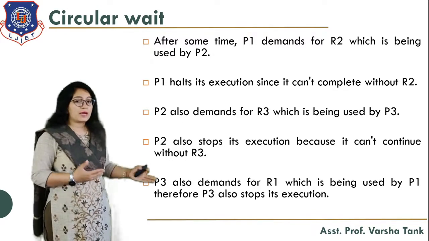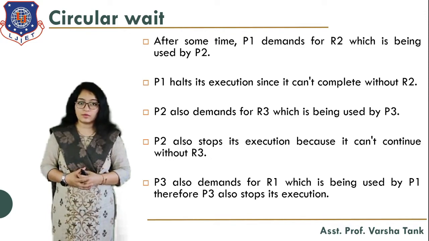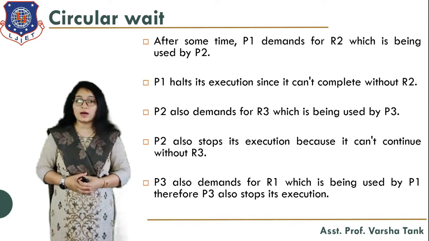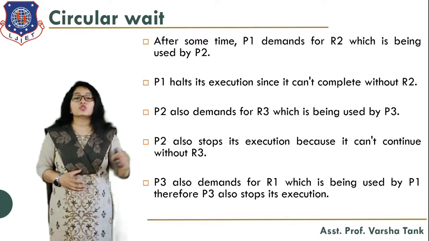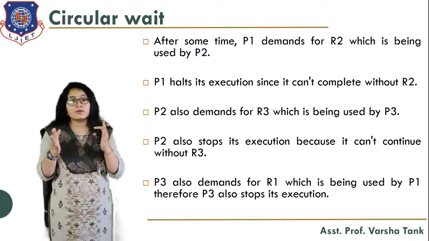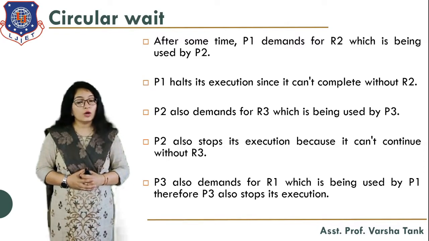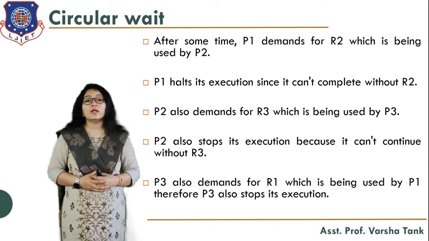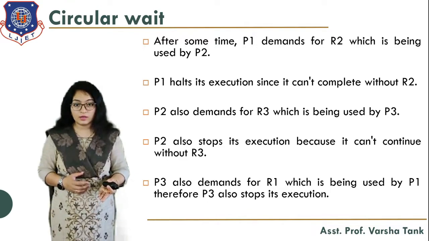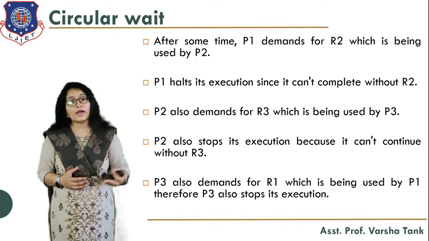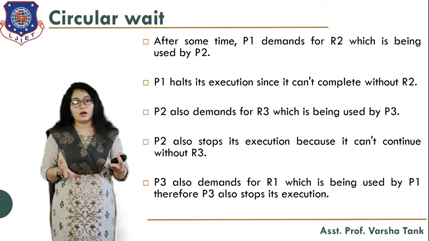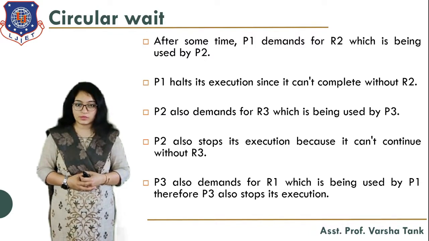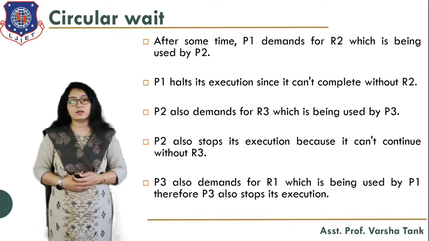Now, after some time, P3 also demands R1, which is being used by P1. Thereafter, P3 also stops its execution. So each and every process has stopped its execution. No process will progress further. Why? Because they require other resources, and those resources are held by that particular process. So what is the scenario?